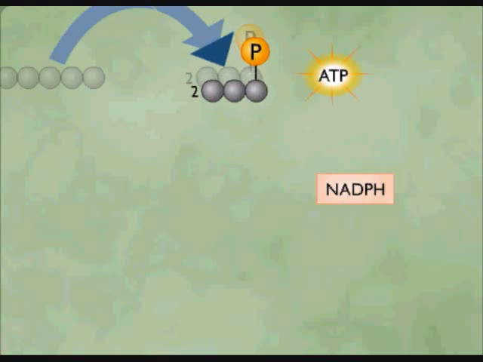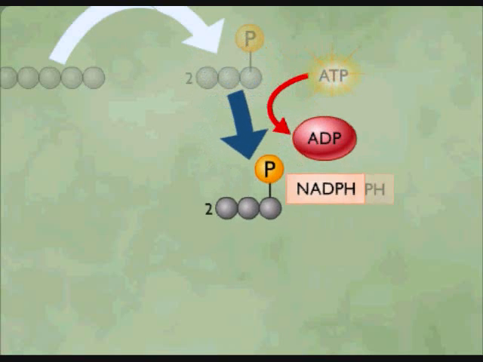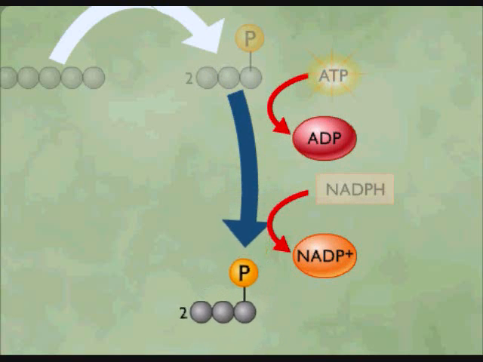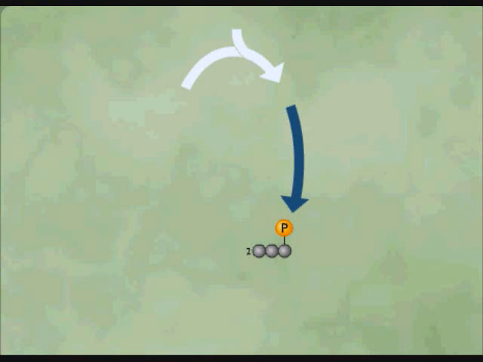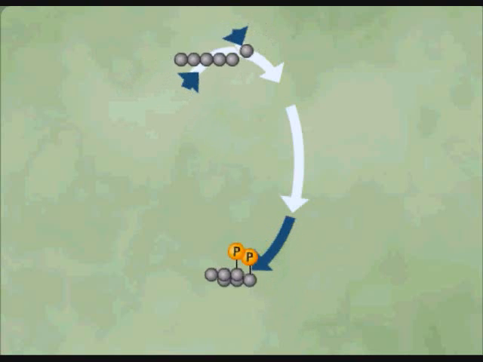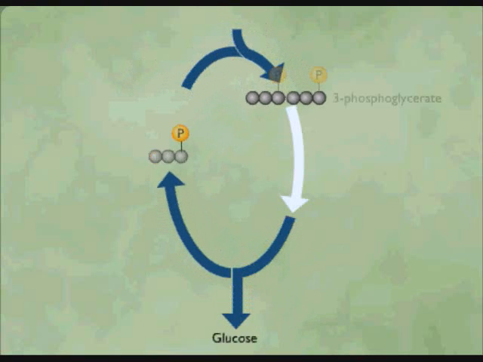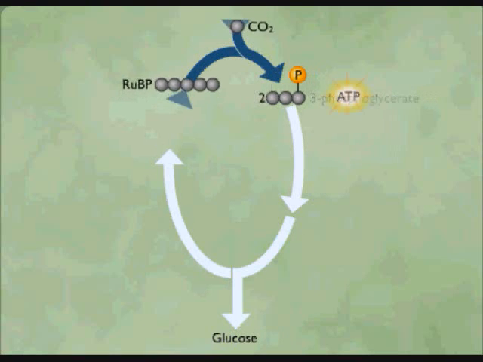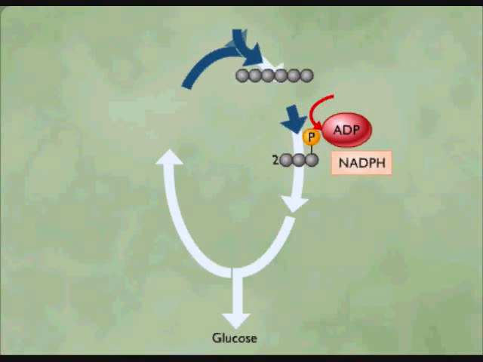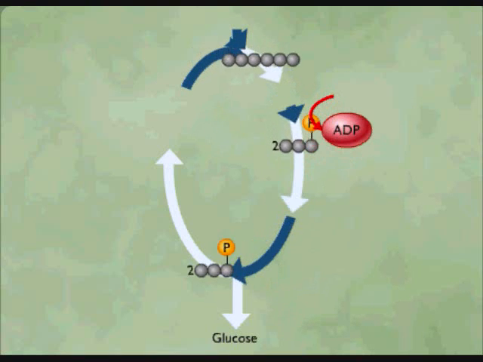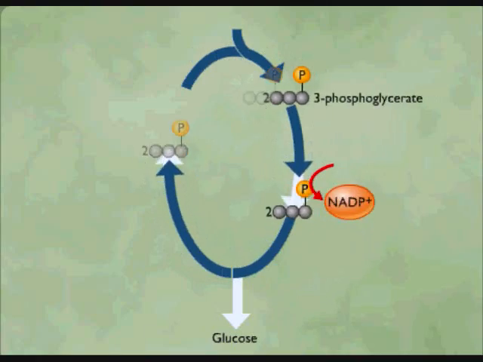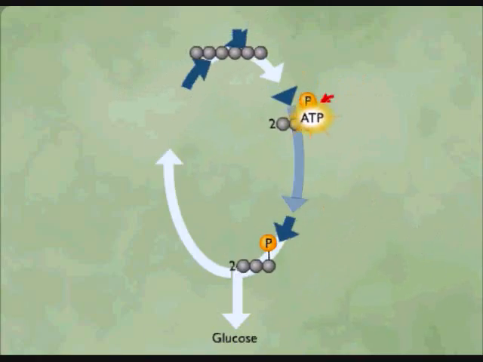12 ATPs are desynthesized into 12 ADP plus 12 Pi, and 12 NADPH are oxidized to 12 NADP+. The PGA gets one P group from ATP and hydrogen and electrons from NADPH. This makes 12 3-carbon PGAL. 2 of these PGAL attach to make 6-carbon phosphorylated glucose. The other 10 PGAL get P groups from ATP. This gives them enough energy to regenerate 6 RuBP to start the cycle over again.